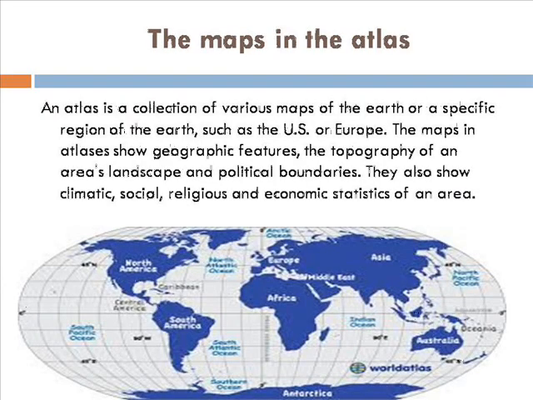Here is a question: what are the maps in the atlas? An atlas is a collection of various maps of the earth or a specific region of the earth, such as the USA or Europe. The maps in atlases show geographic features, the topography of an area's landscape, and political boundaries. They also show climatic, social, religious, and economic statistics of an area.